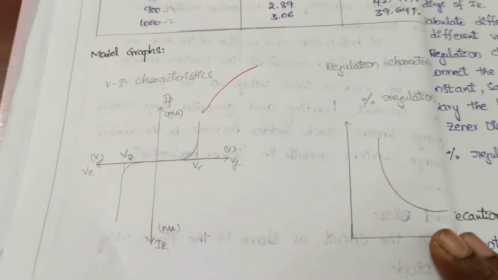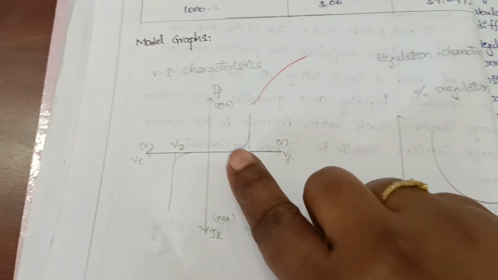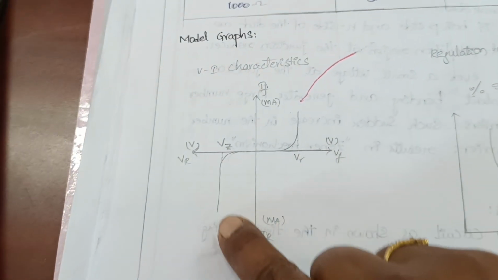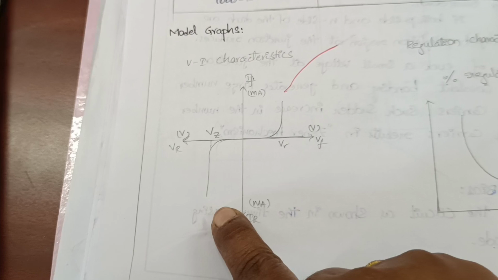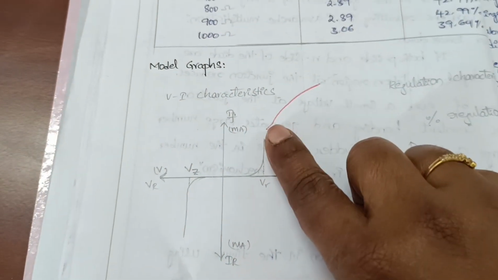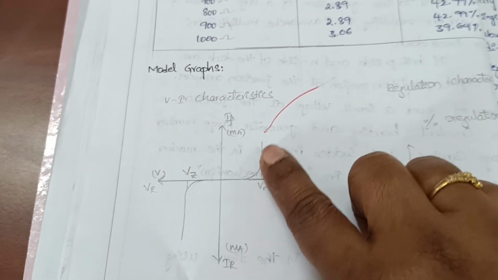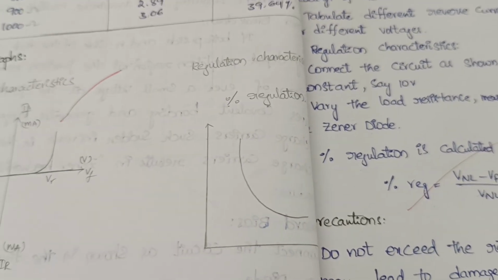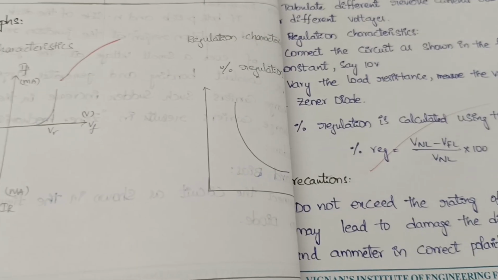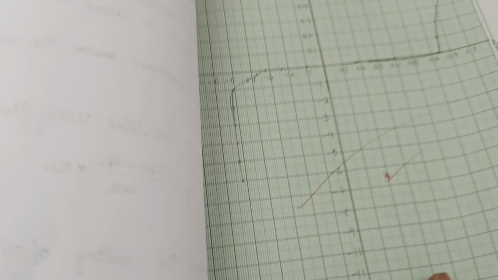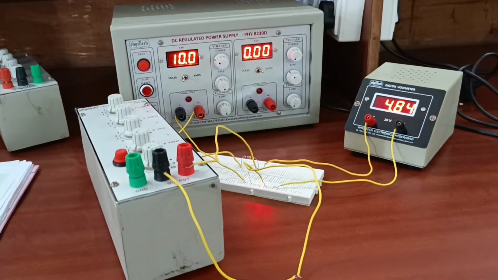Okay. If you observe, this is the model graph of the voltage and current characteristics. Here the voltage is constant. That point is called the Zener breakdown voltage. Here it is working as a normal PN diode. These are the voltage regulator characteristics. Draw the model graph. This is the Zener voltage regulator experiment.